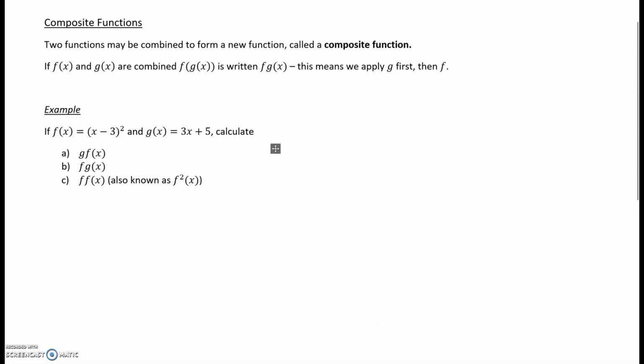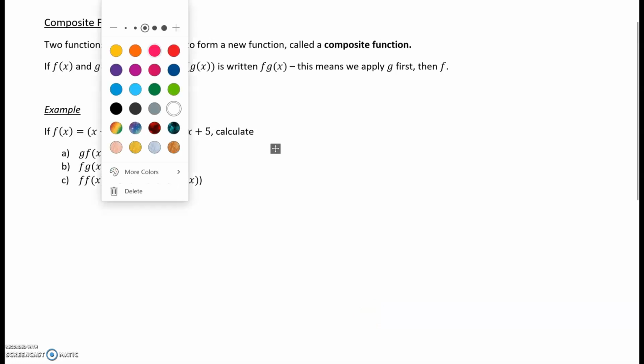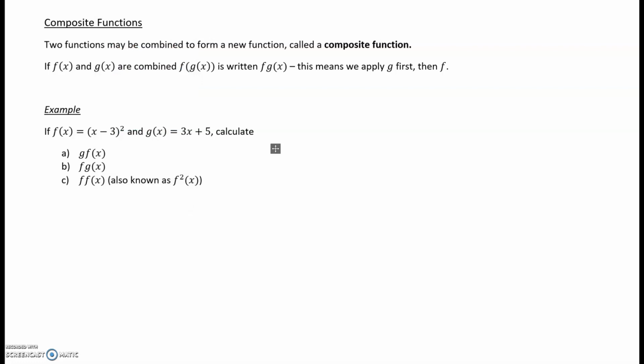Now, we're going to try and smash this because this should be stuff that you guys should have been doing for years now. So first thing we're looking at is composite functions, which is when we're putting a function into another function to find a new function. So the first example, we've got f of x equals (x minus 3) all squared, g of x equals 3x plus 5. So the first one we're going to find is g of f of x.